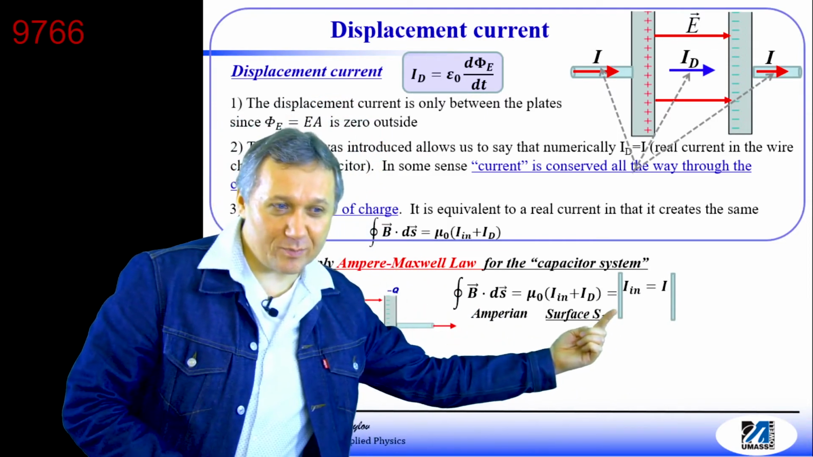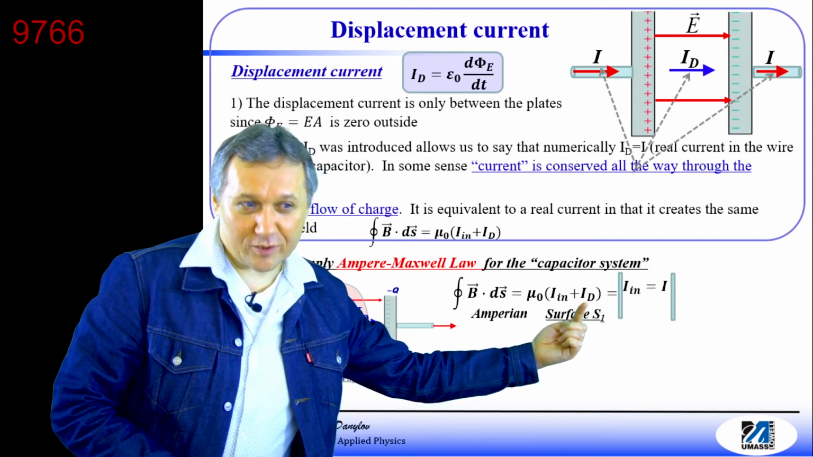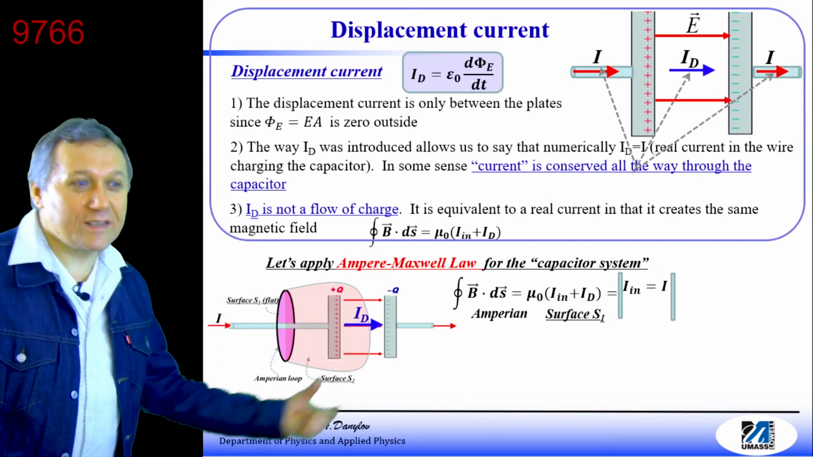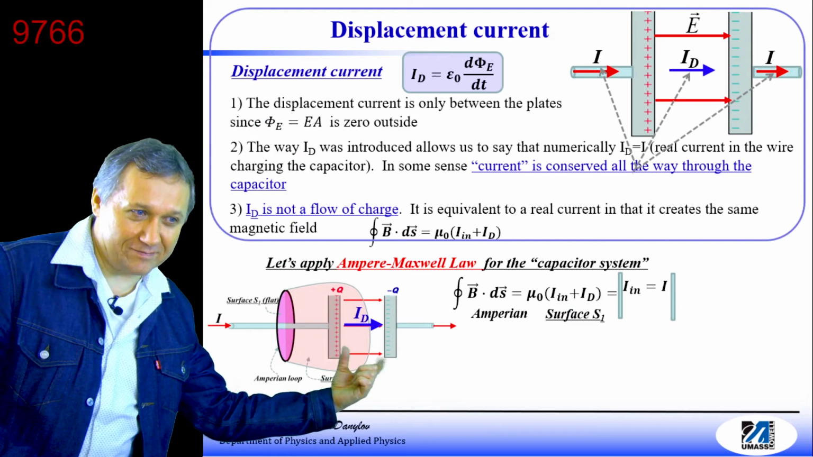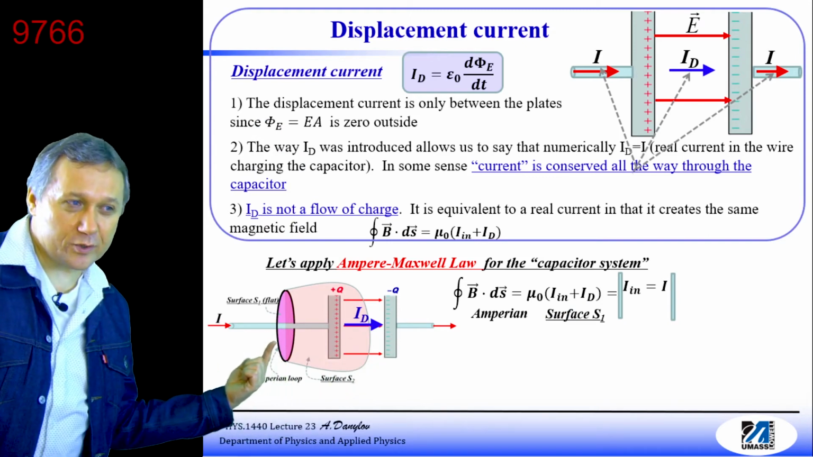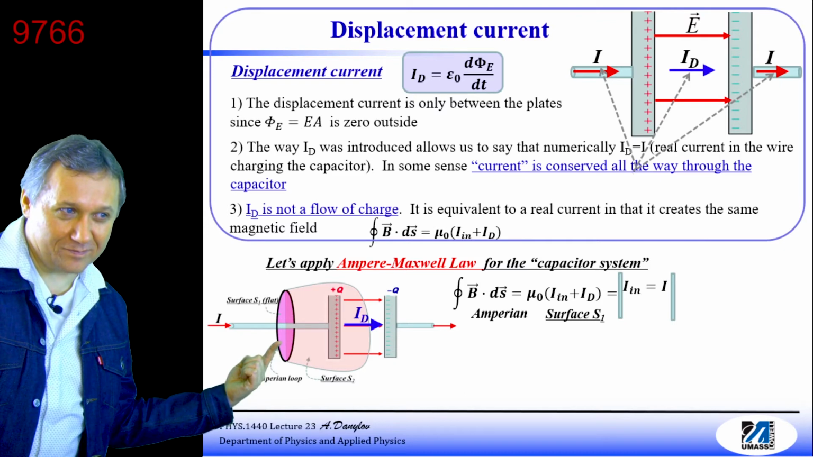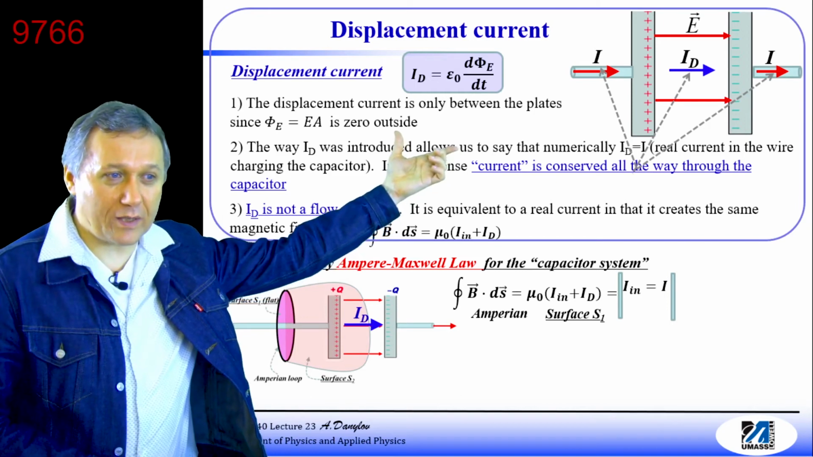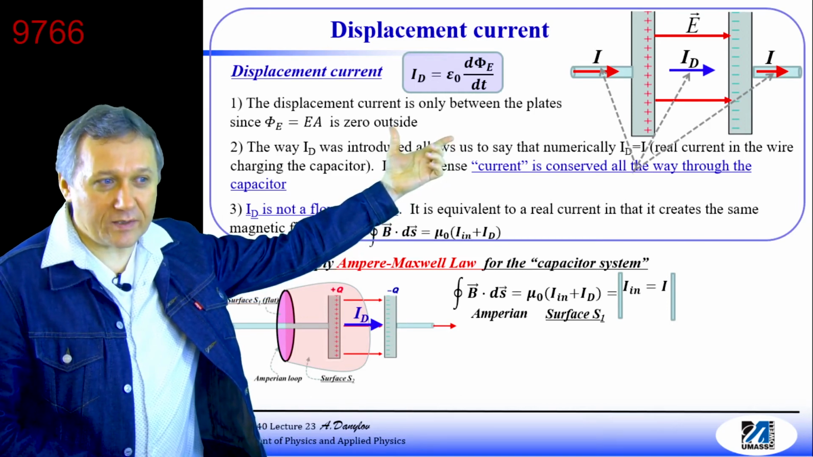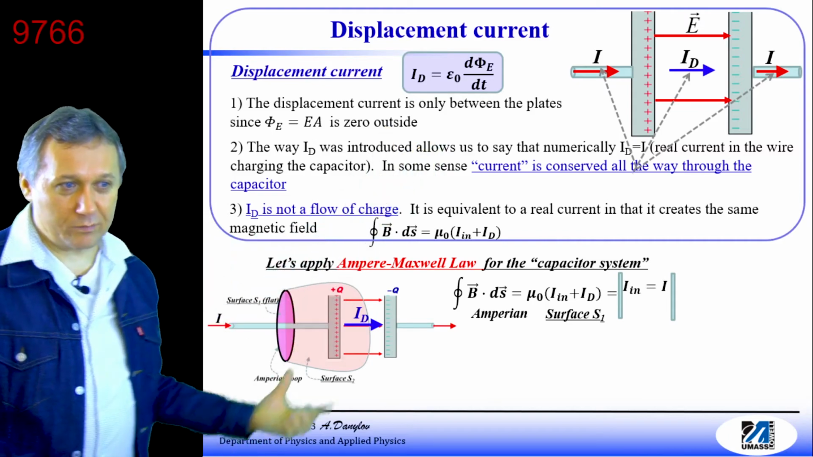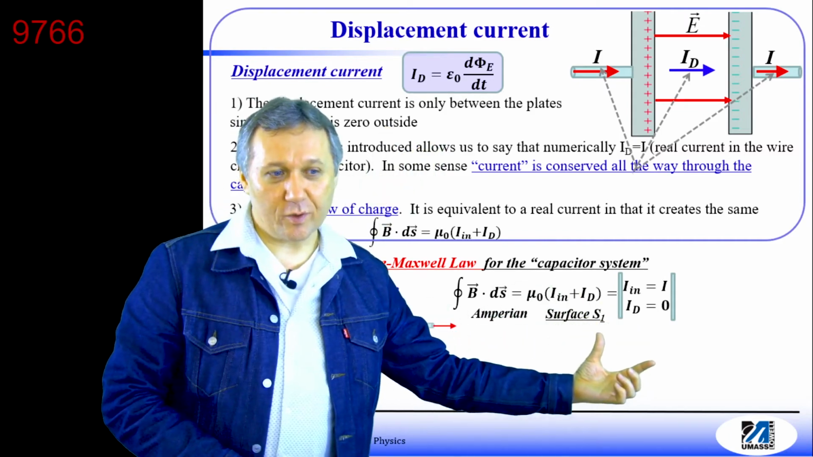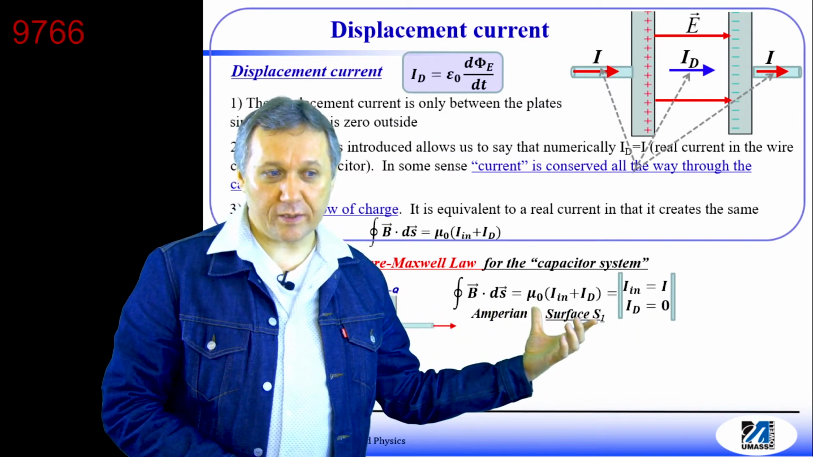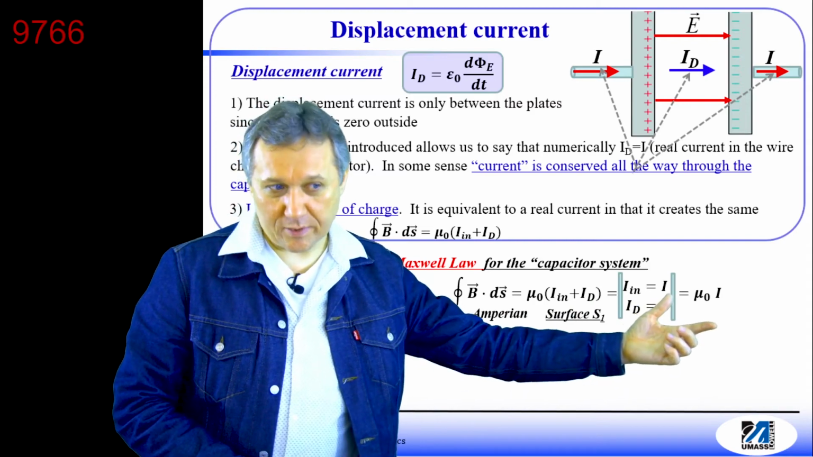Second term, displacement current. What can you say about the value of the displacement current? For the surface S1, displacement current is only between the plates. It doesn't go through your surface S1. So I displacement is 0 in this case. We just discussed it, property number 1: outside of the capacitor, displacement current is 0. So as a result, for the surface S1, we're getting on the right-hand side mu naught times I.